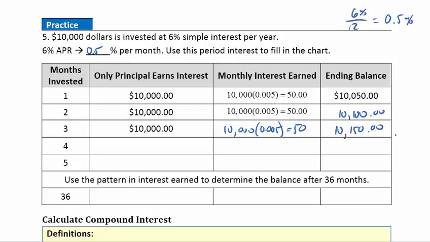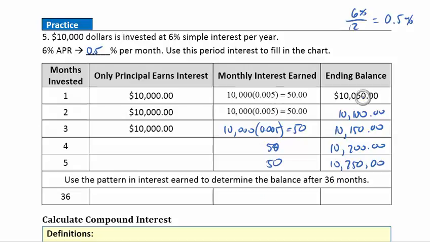Hopefully now you're starting to recognize the pattern. We only are earning this half a percent on $10,000 each month, so we're always going to be earning $50. So this is going to be 50, this is going to be 50. Use the pattern in the interest rate to determine the balance after 36 months.